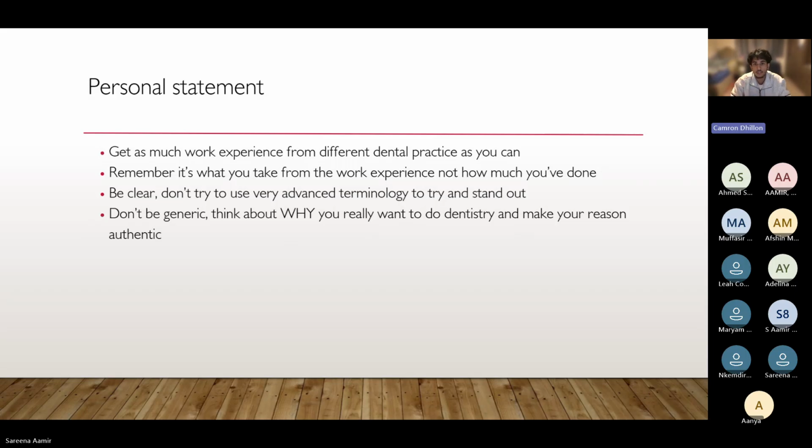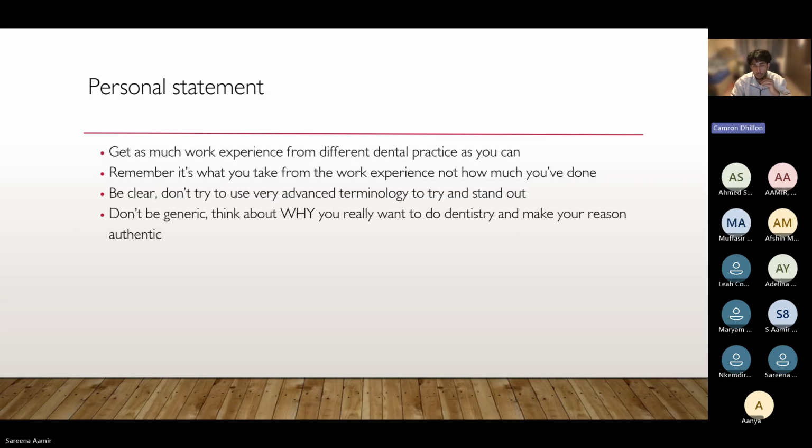And finally, don't be generic. I'm sure you've probably heard this from some people at school, like one of your subject leads, the person that does the applications. But you need to think, for dentistry and medicine specifically, they are highly, highly competitive fields. They get a lot of applicants coming in every single year.